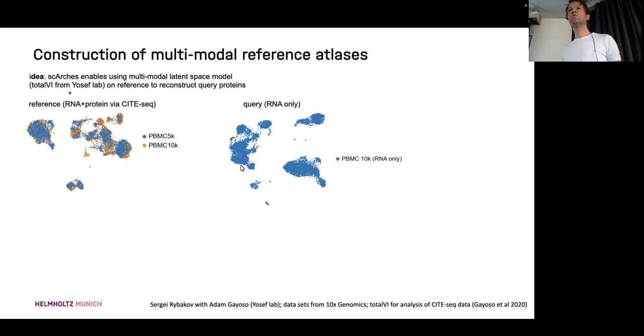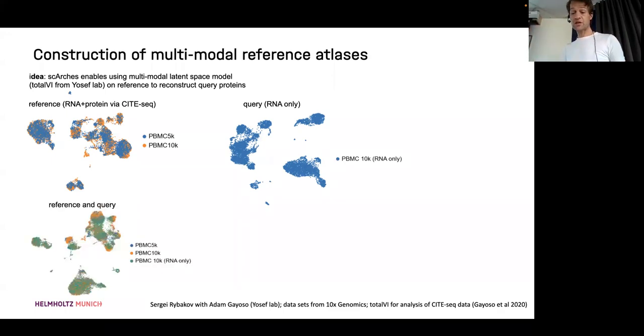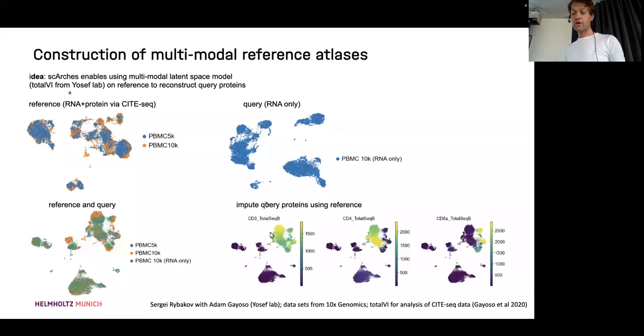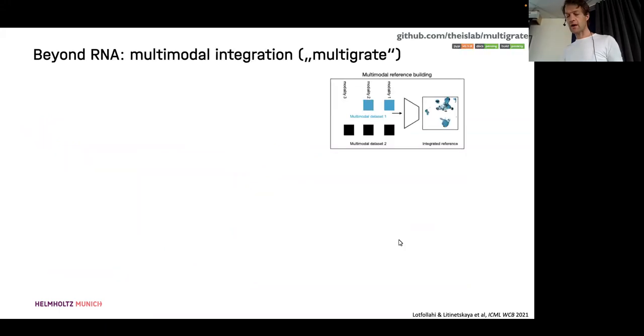I think in the future we won't always have all the modalities measured, but just a few, and you can potentially impute the rest with some error. And in this case it actually works. So you can map the RNA on top of it, and you can see where those particular markers are expressed. So that was a nice start. I've been following this up, and this is what we call a multigrate.